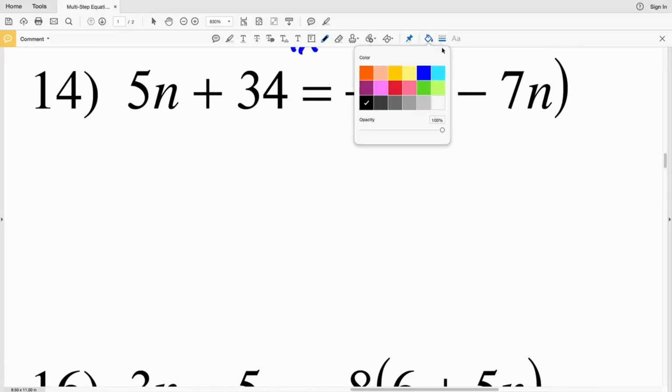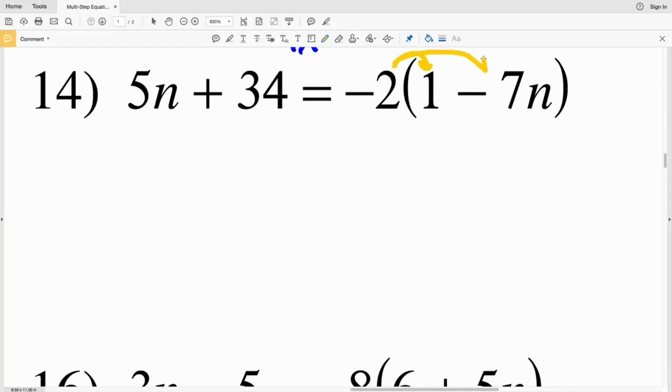I'm going to need to start by distributing this negative 2. That's because 34 is divisible by negative 2, but 5n is not, since this is an odd number. So if I were to divide by negative 2 first, I would get a fraction on this side. But I know that I won't have to deal with fractions if I go ahead and distribute the negative 2 first. So I'm going to do that.